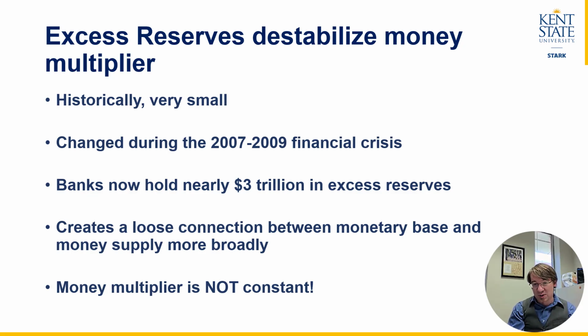But then the financial crisis happened, at which point we took the view that we want people to have excess reserves. In fact, we're not even going to require holding on to reserves anymore. And this ends up really loosening the connection between the monetary base and the money supply, since now the money multiplier is not constant.